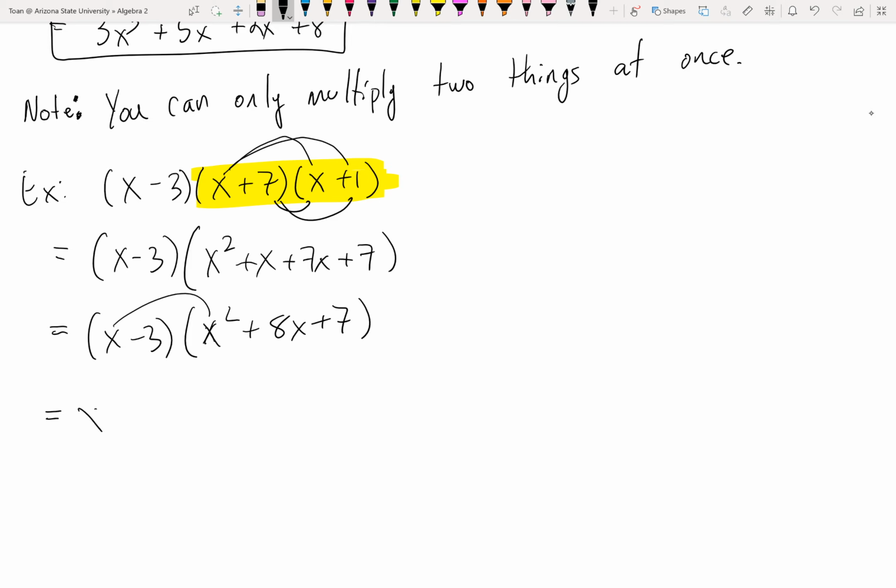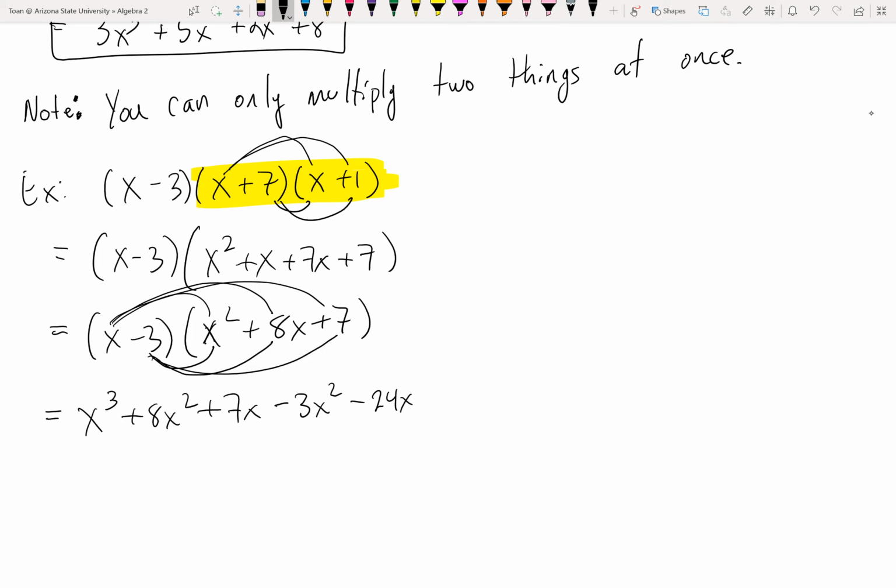X times x squared is x cubed. X times a plus 8 is a plus 8x squared. X times a 7 is a plus 7x. I'm finished with all the terms here, so let's go ahead and distribute the minus 3. Minus 3 times x squared is a minus 3x squared. Minus 3 times an 8x is a minus 24x, and a minus 3 times a plus 7 is a minus 21.